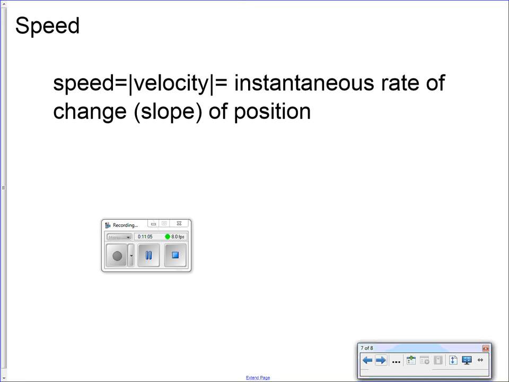Last thing we need to know is speed. Speed is an application of this. Speed is the absolute value of velocity, and speed is the instantaneous rate of change. So earlier in the notes we talked about the average rate of change. Average is the slope of a secant line. Instantaneous is the slope of the tangent line. So you would solve it just like you've seen those other problems. If you're asked to find the speed, then you need to find the slope of the tangent line. This is where the notes are going to stop, and we're going to practice this in class.